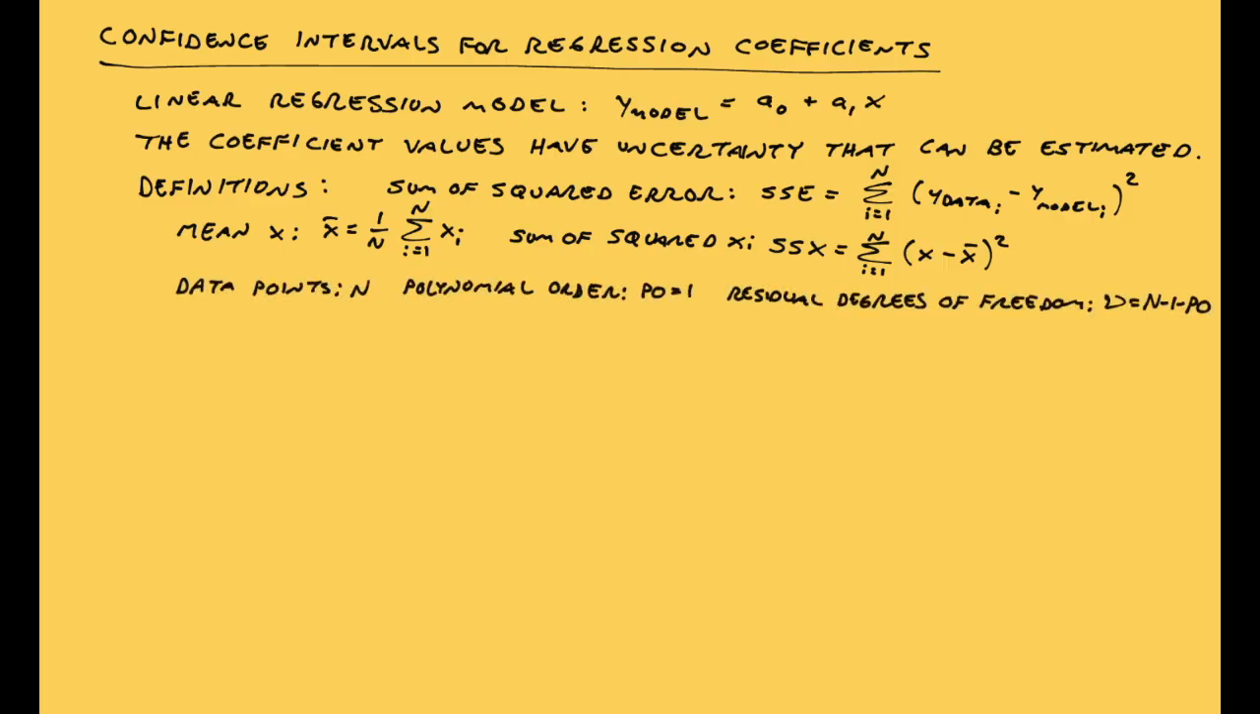Now I'm writing down the total number of data points, n, the polynomial order, PO equals 1 for a linear regression, and the residual degrees of freedom, which is nu, equals n minus 1 minus PO. The next step is choosing a confidence level. Here I have alpha set to 0.05, and that's associated with a 95% confidence interval.